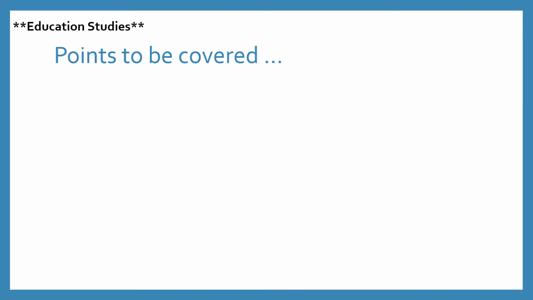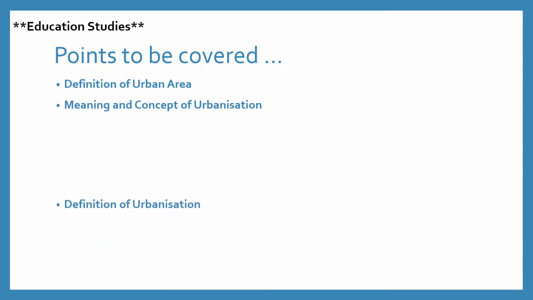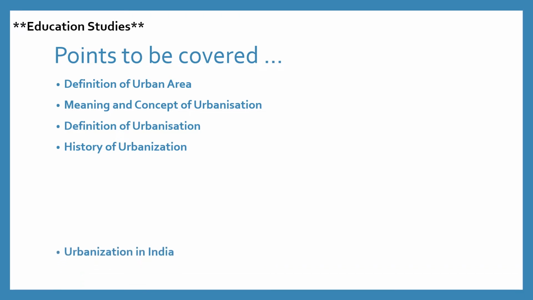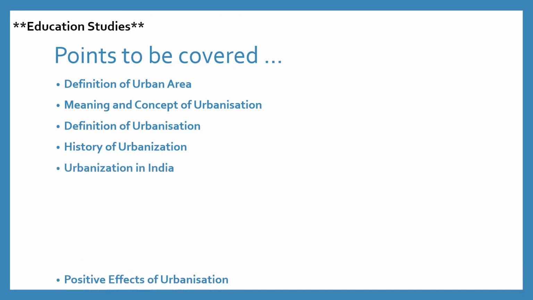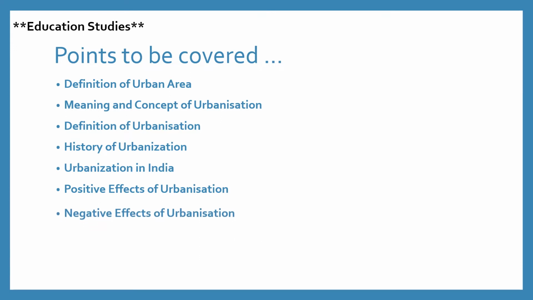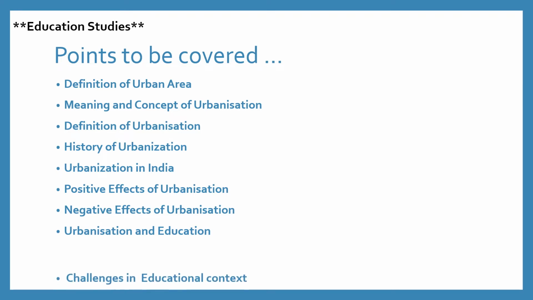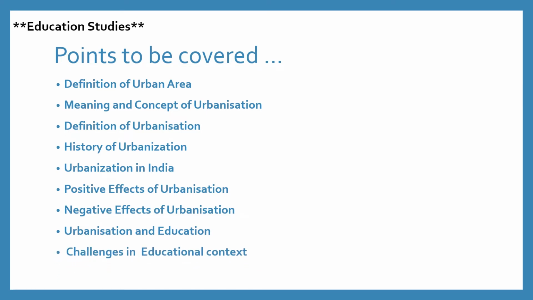In the context of urbanization and education, points to be covered here are definition of urban area, meaning and concept of urbanization, definition of urbanization, history of urbanization, urbanization in India, causes of urbanization, positive effects of urbanization, negative effects of urbanization, urbanization and education, and in the end, challenges in educational context.